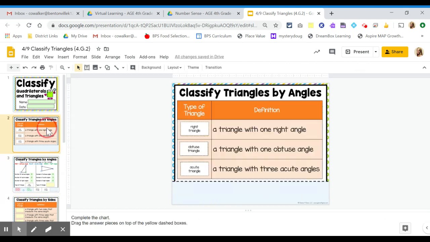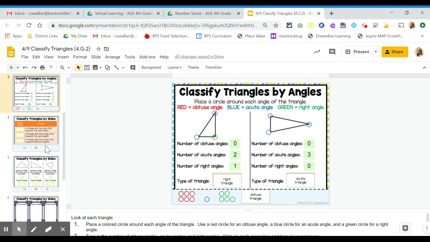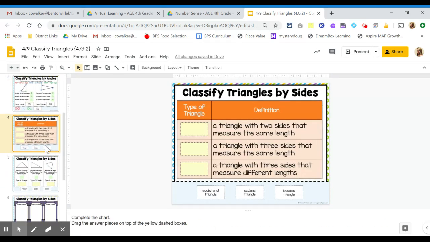If we refer to our slide above, it says that if there are three acute angles, that means it's an acute triangle. So we're going to say that this is an acute triangle because it had three acute angles. That was just a review. Today we're going to look at classifying triangles by sides, like the length of their sides.